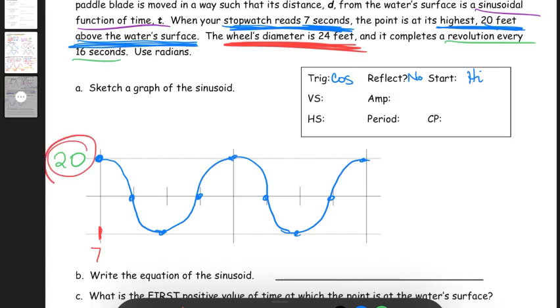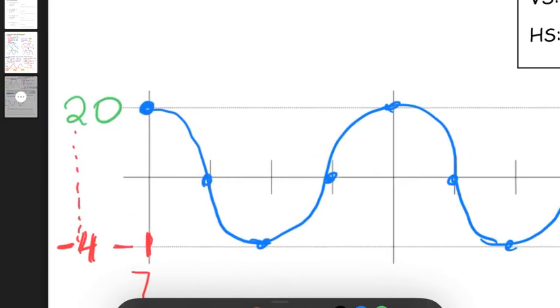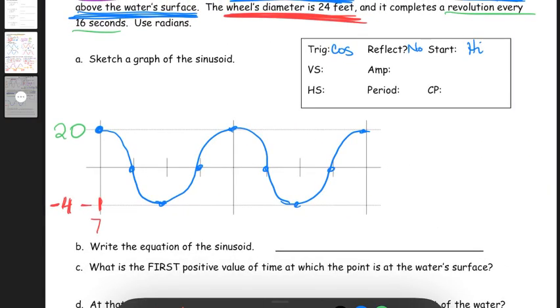So if it's high, the point on the wheel, its highest point is 20 feet above, we need to go down 24 to find that bottom. So that bottom is -4. And if we think about a paddle boat, that negative makes sense because it's going to have to be underwater at least part of the time to push the water along to move the boat. So we got that value from the diameter.